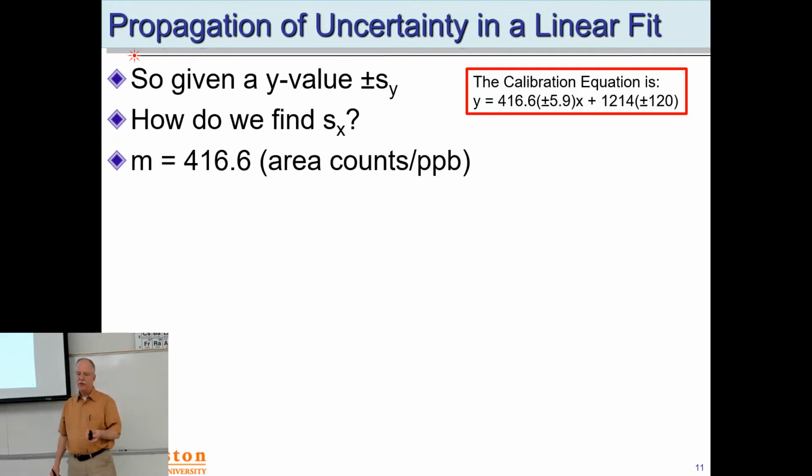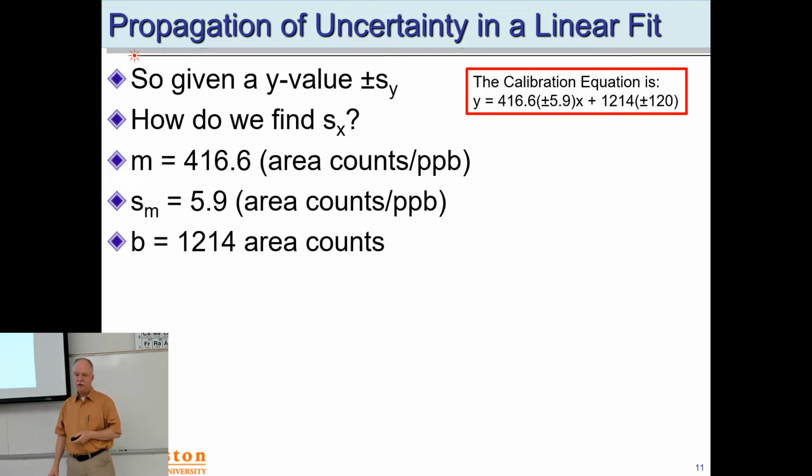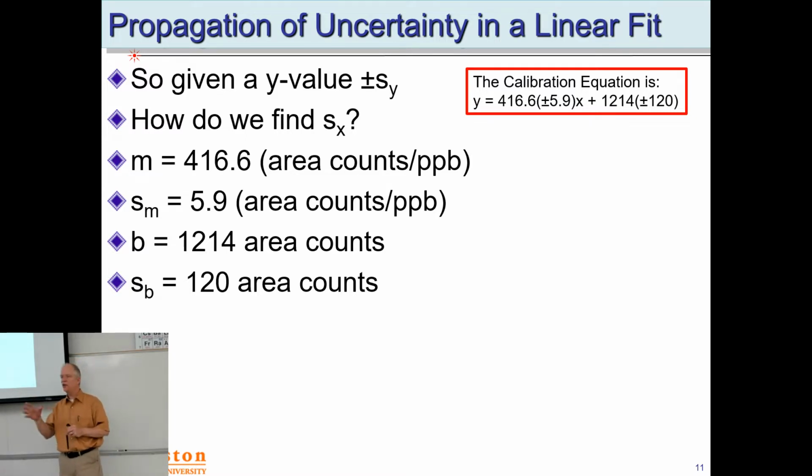So our M is 416.6 and our SM is 5.9. So we're using those propagation of uncertainty equations, and so we need to use the terminology. We have M and S sub M. And we have B, which is 1214 area counts, and then S sub B. Now in an earlier set of notes, this area counts, it said parts per billion. That was just a copy and paste error, so it's been corrected here. So if you're confused because you have some old notes, maybe that's the issue.